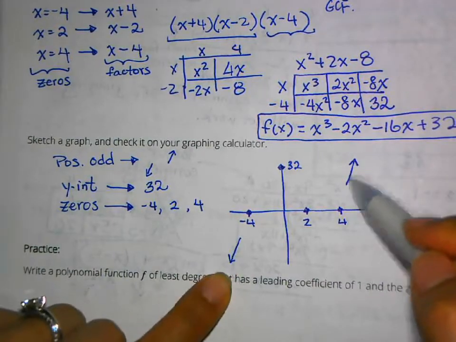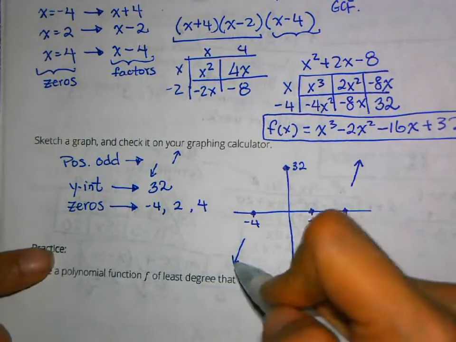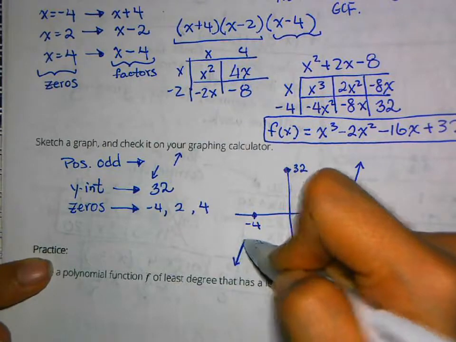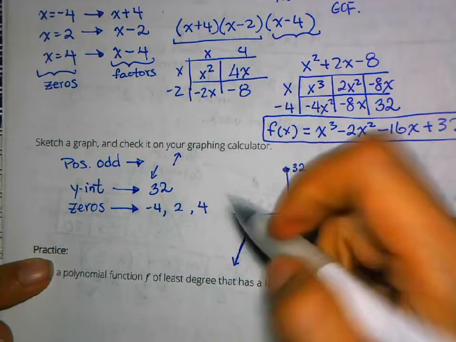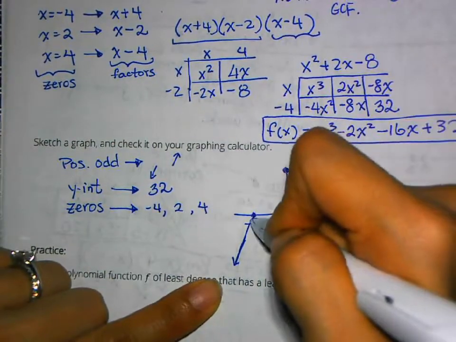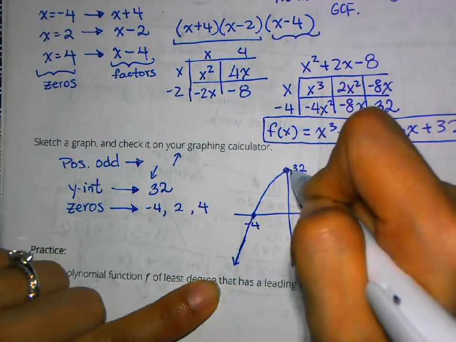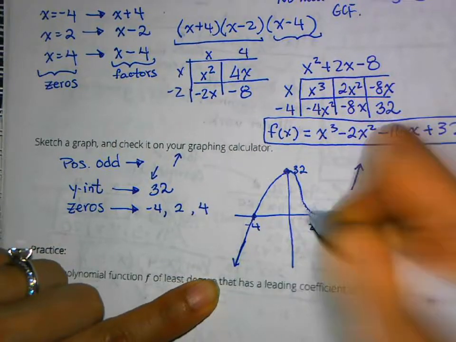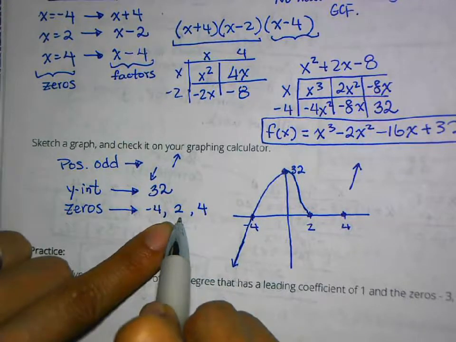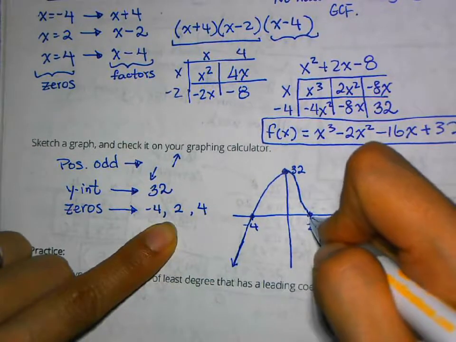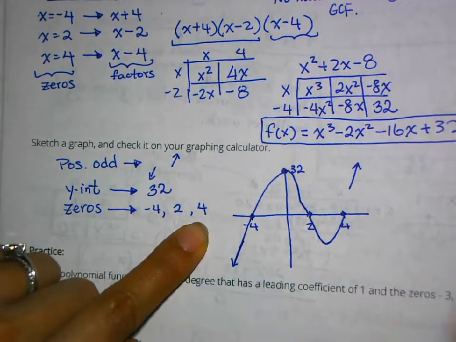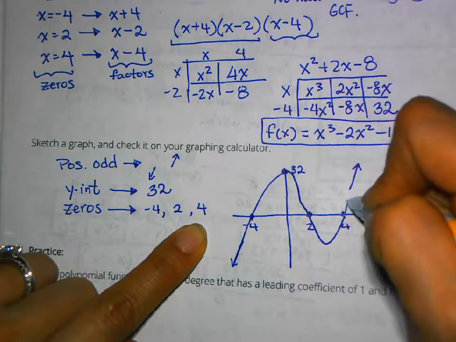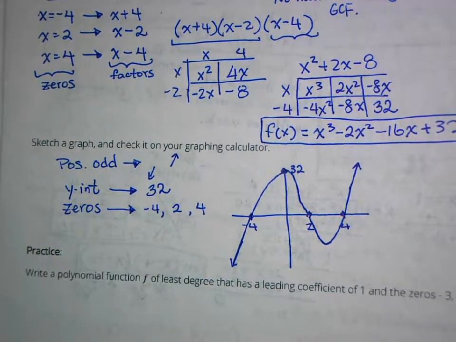End behavior, y-intercept. So starting from my end behavior, I'm going to draw connected to -4. And because I only have one -4, it's going to keep going. It's going to connect to 32 before coming back down to my 2. And because there's only one x equals 2, it's going to go through that point, go back up to the 4. And there's only one x equals 4, so I'm going to go through that point and connect it to my end behavior. That would be a sketch of my polynomial.